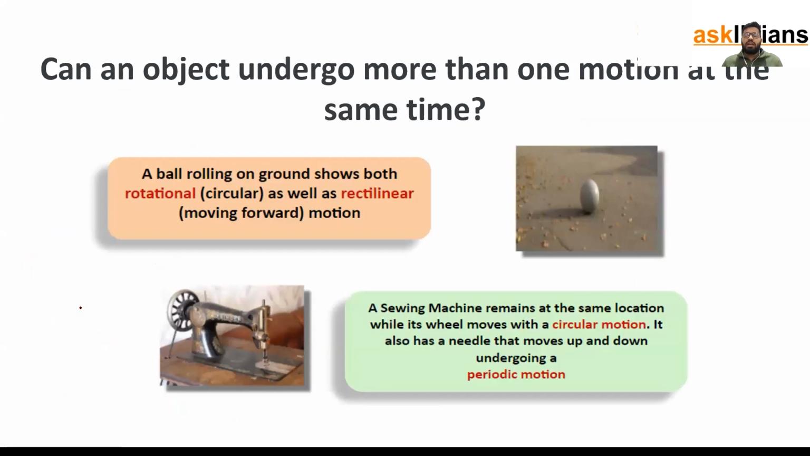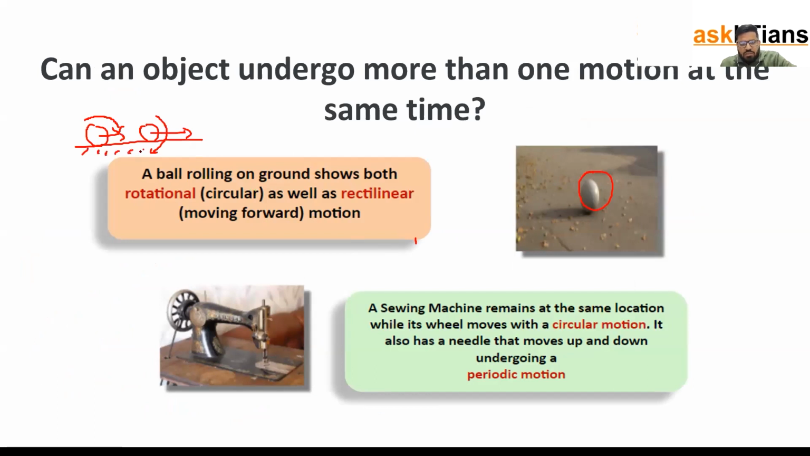Now there can be some cases where an object can undergo more than one type of motion at the same time. The types of motion we have studied, there can be some objects which can perform multiple types of motion at the same time. Now see the example of a ball rolling on the ground. How will the ball roll? The ball will roll like this, doing this type of motion, and it will also move straight.